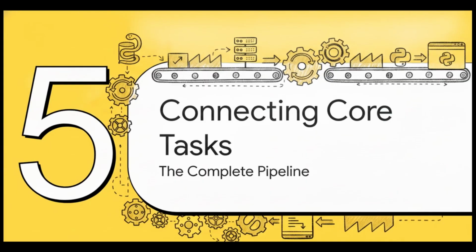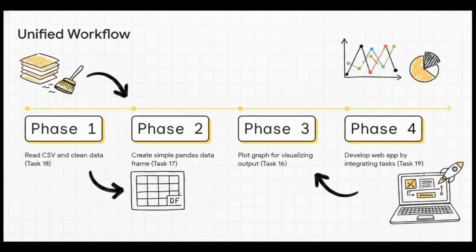All right, part 5, connecting the core tasks. Let's step back and see how this all builds into a unified workflow. It starts with phase 1, bringing in and cleaning the raw CSV. That flows directly into phase 2, where we structure it into a usable data frame. Phase 3 then transforms that structure into visual insights using Matplotlib. And finally, phase 4 packages all of those elements up into a deployed web application. It is just a perfect logical progression from a raw, messy file all the way to an interactive dashboard.